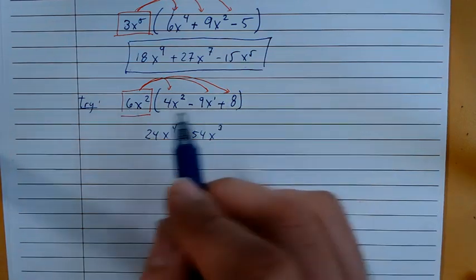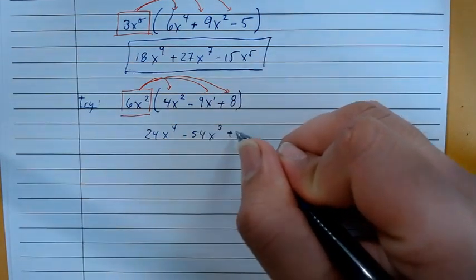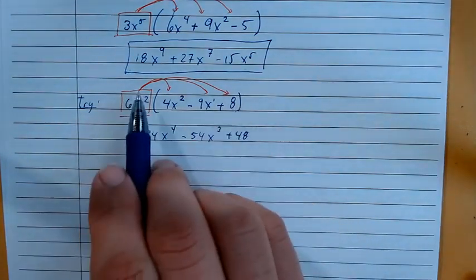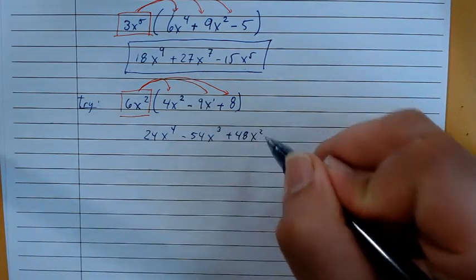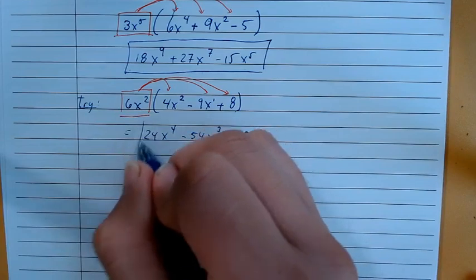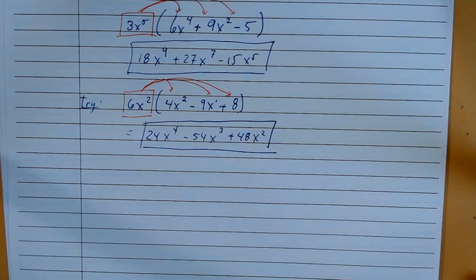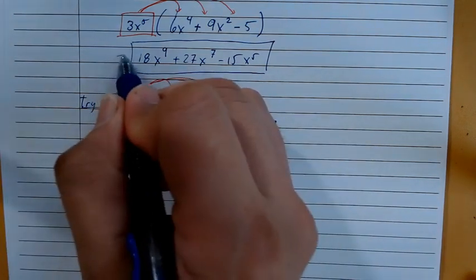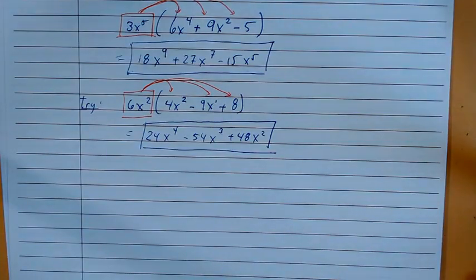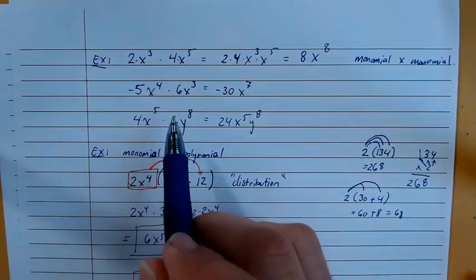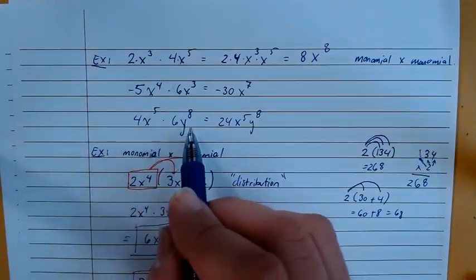And finally, if you multiply these together, 6 times 8 will give us positive 48. So we're going to put a plus there, plus 48. This x squared has no variable to cause it to change, and so we're going to leave it as x squared. And that is our result: 24x to the fourth minus 54x to the third plus 48x squared. Just like that. Note that if we have a different variable, we can have things like here where you end up having more than one variable within a term, and that's okay.